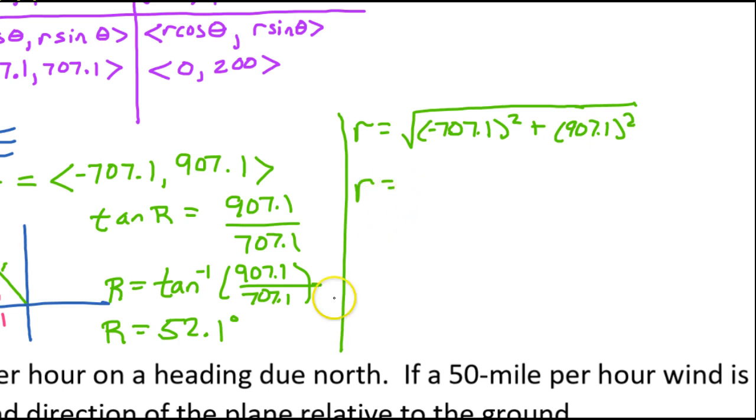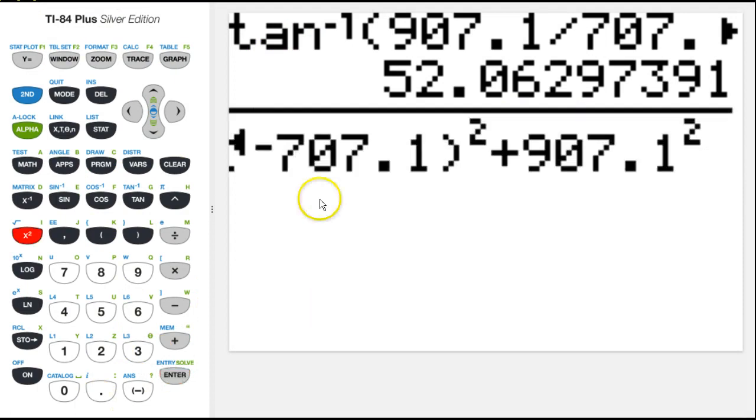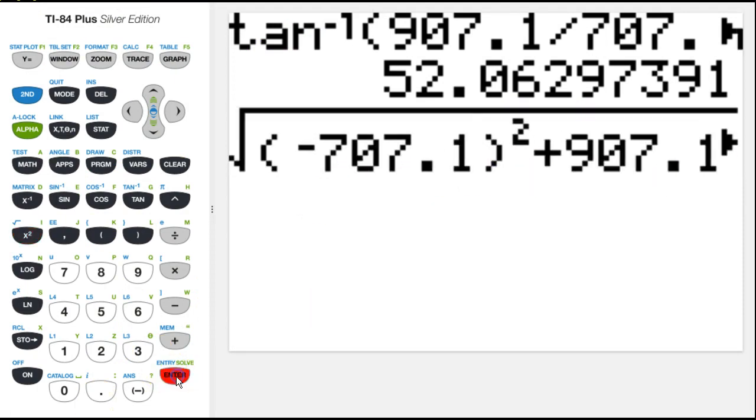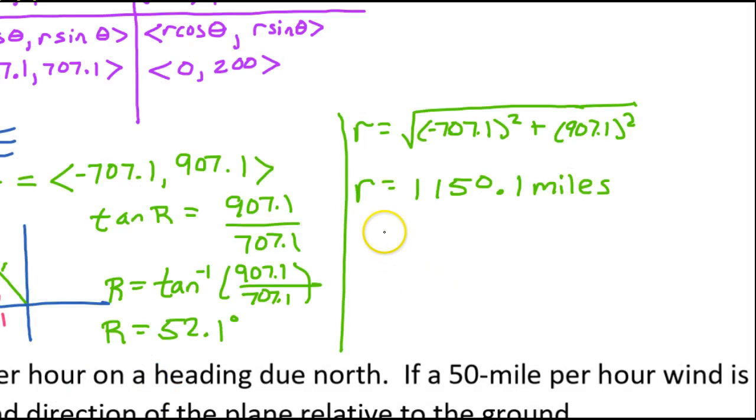So my magnitude is going to equal, and I'm just going to punch this in the calculator. So here I've typed it in the calculator. Let's see what I get. 1150.1. So the final answer is that the magnitude is 1150.1 miles, and the direction is 52.1 degrees north of west.